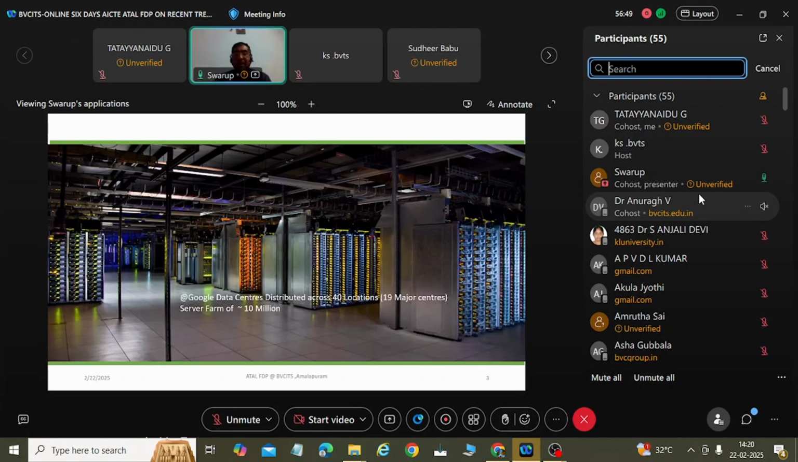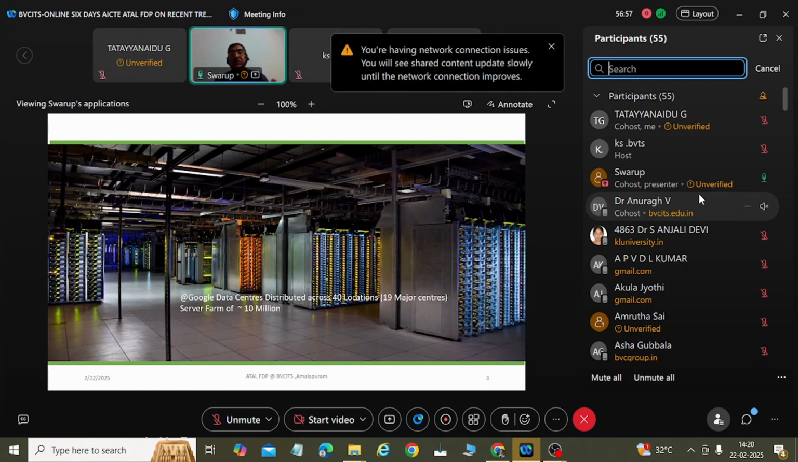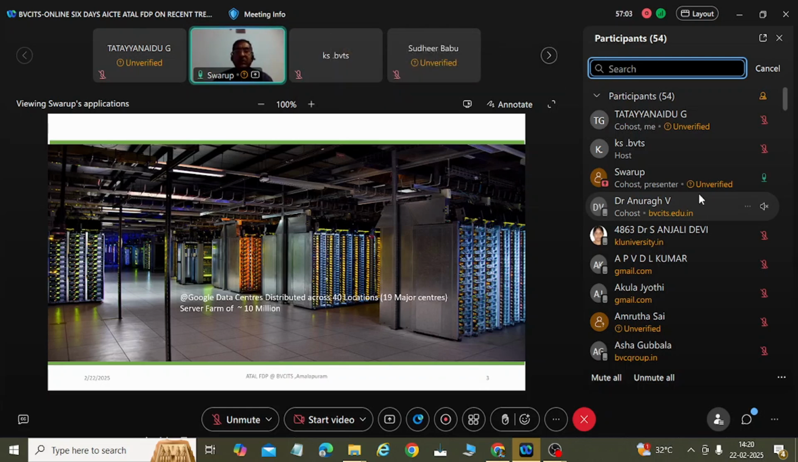So this is the typical data center. If you see the Google data center, which is distributed across say 40 locations and 19 major centers, these are the server farms. What happens in Google is a lot of applications are running. Google is offering mail, map service, databases, and is also hosting infrastructure for companies, like web hosting or a particular application hosting. So they are offering multiple types of loads, and the loads are also different, but a typical data center looks something like that.